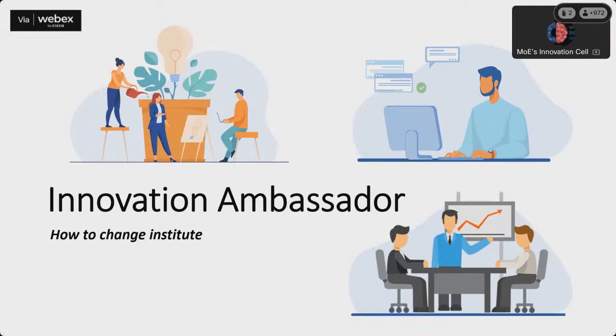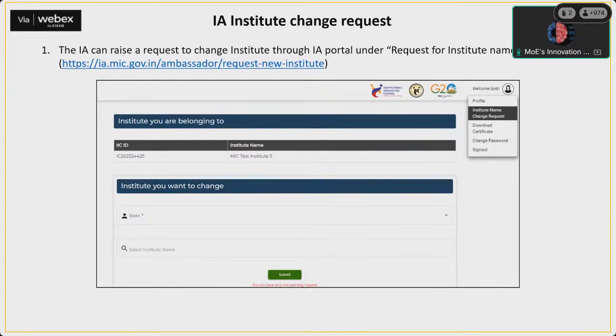So many times we get a request that, madam, we have changed the institute, and how can you change the institute name under this innovation ambassador? So we have also given one section for that. If you have changed the institute, specifically for the innovation ambassador, then you can go under your profile. You will get a section called institute name change request. Here you have to click, and you can see this is your current institute name. You are already attached to the current institute name.